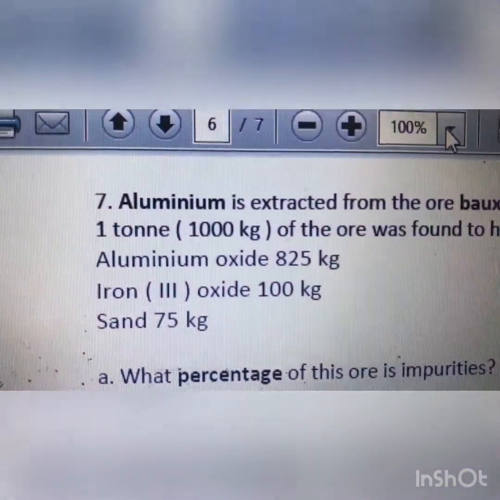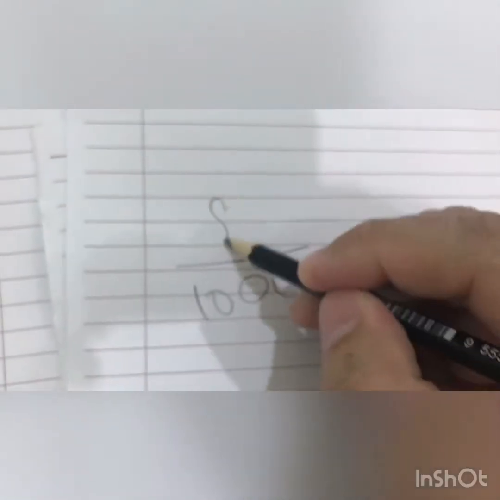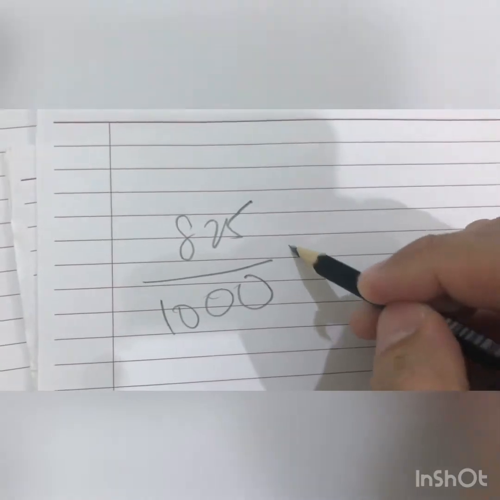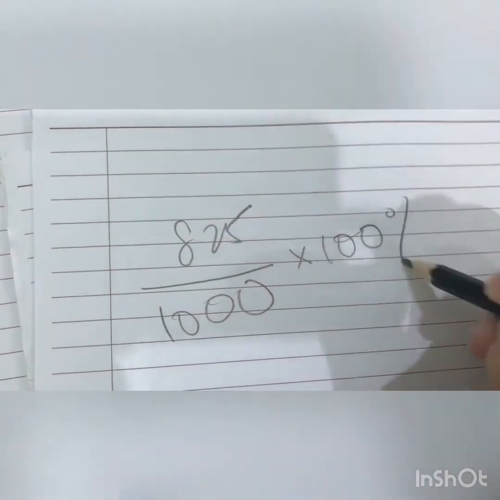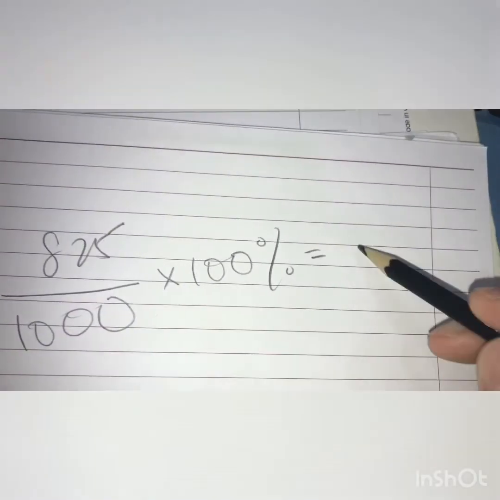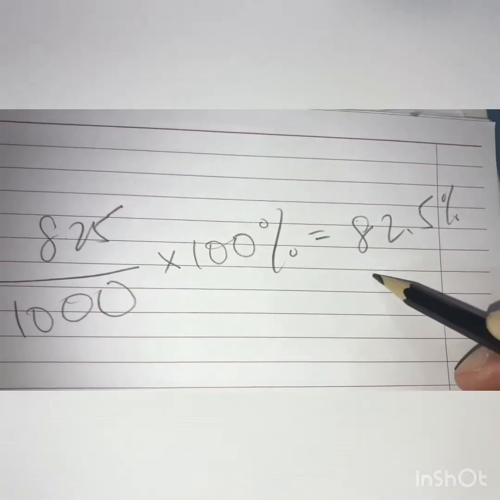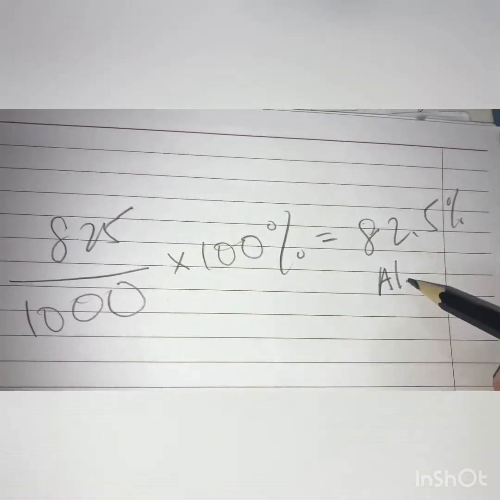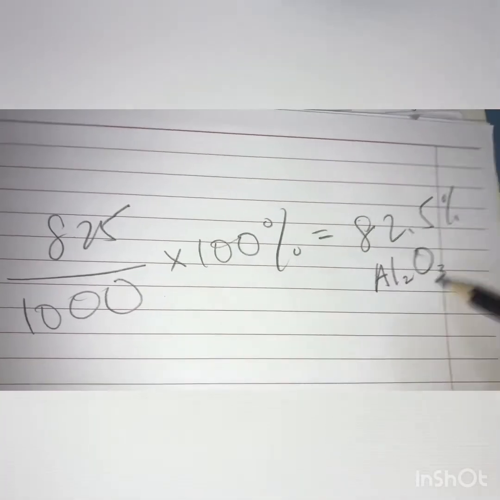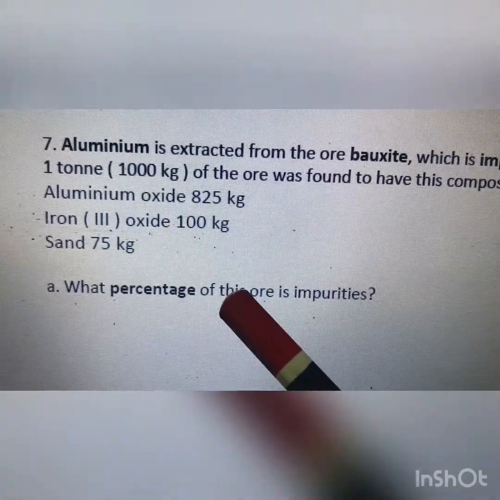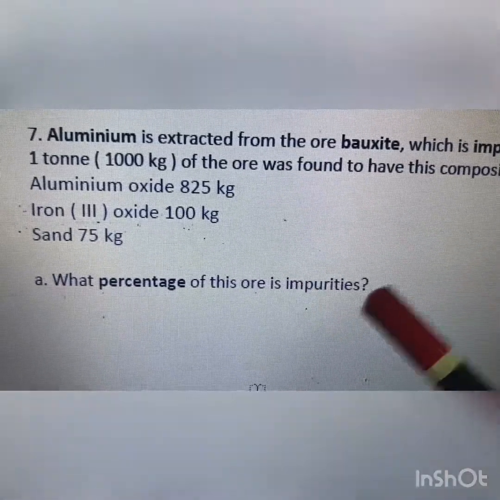So what to do is, the total is 1000 kilograms, 1 ton. Aluminium oxide is 825. This is the way to get the percentage. So the answer is 82.5% aluminium oxide.